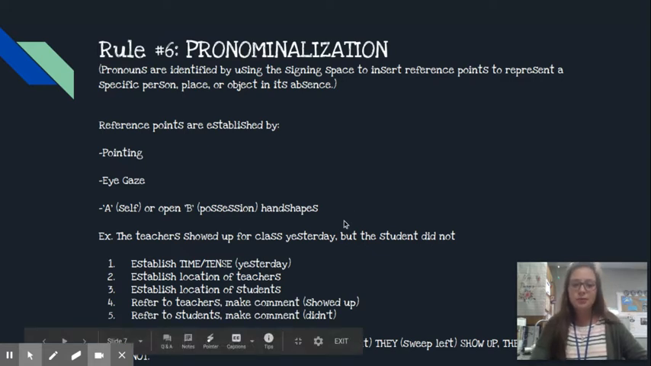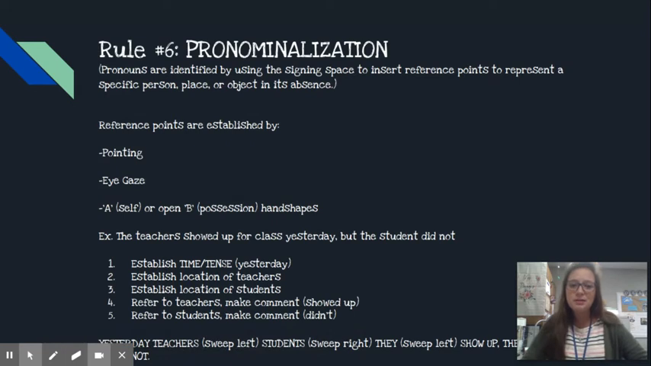So just remember with pronouns, they don't necessarily always have to be established at the beginning. It really just depends on the sentence. But that kind of just comes with more practice, trying to identify where it usually goes. But I think we're pretty comfortable with establishing it first, and that's fine.